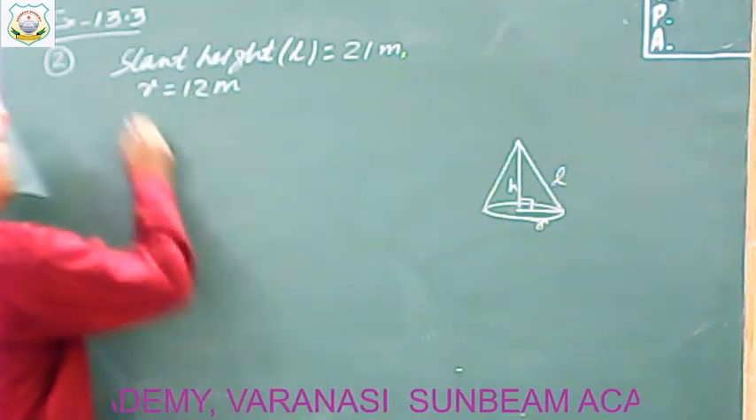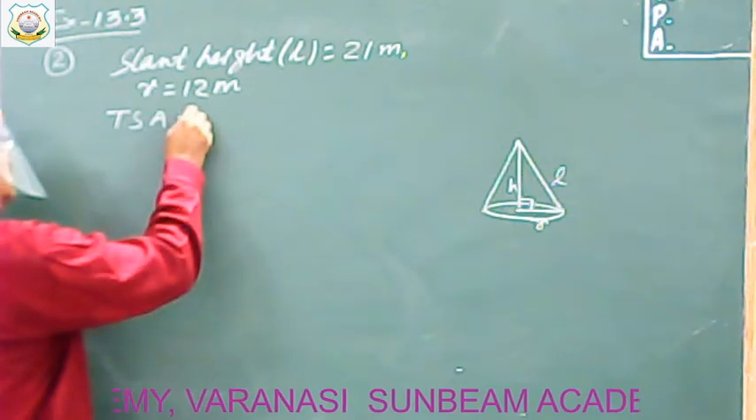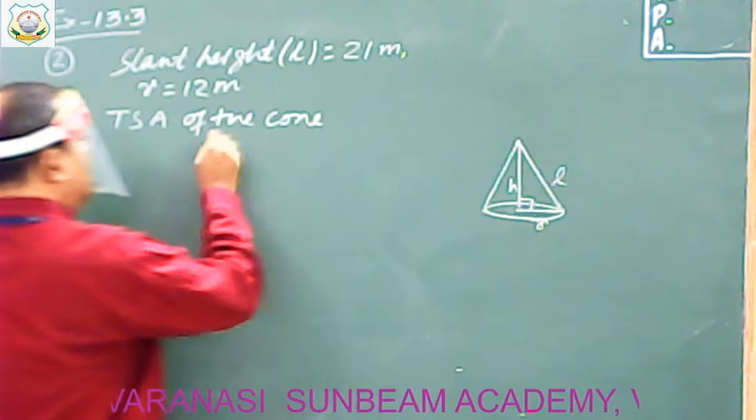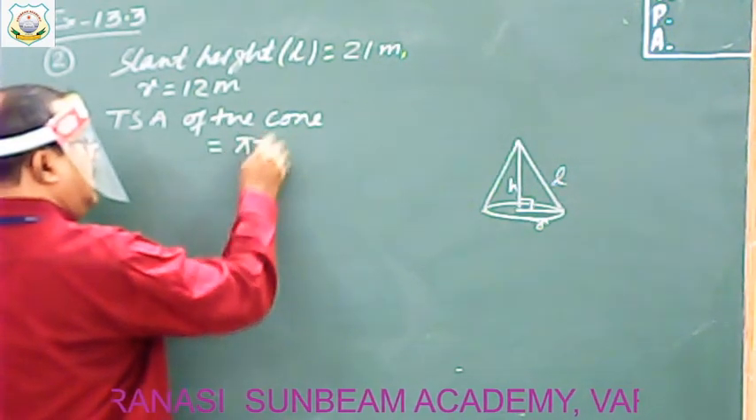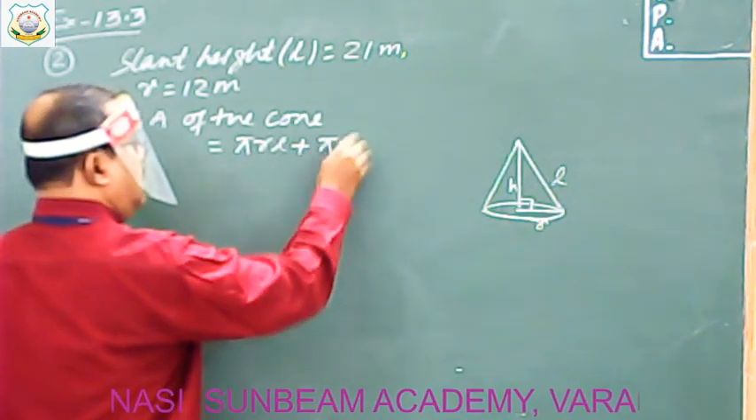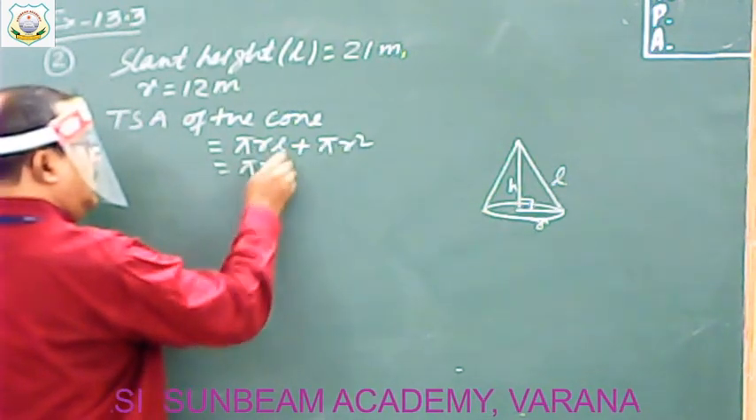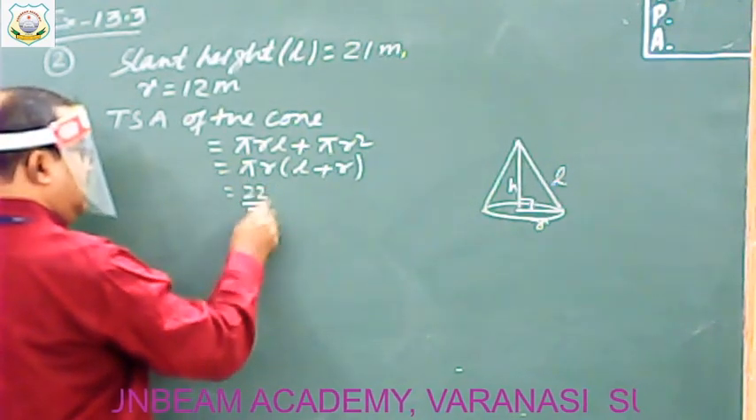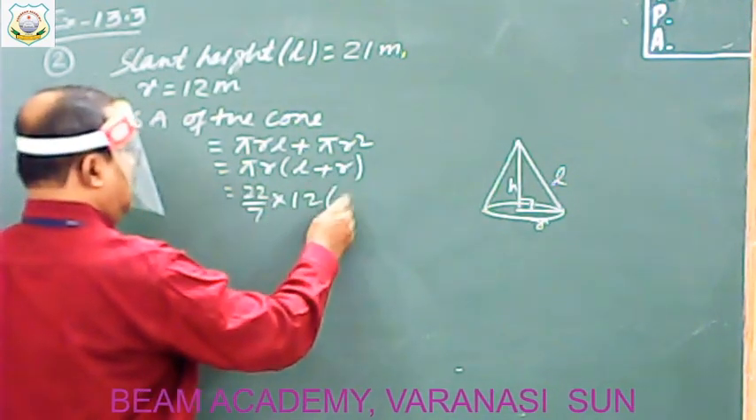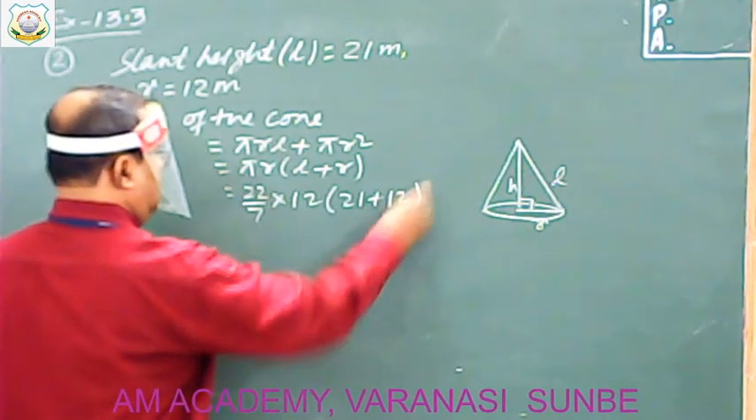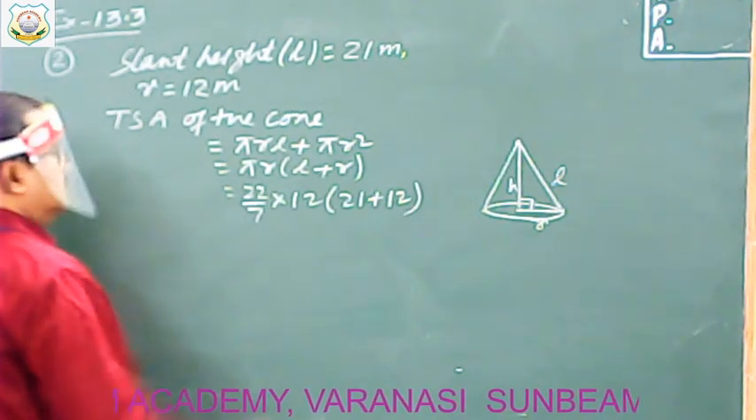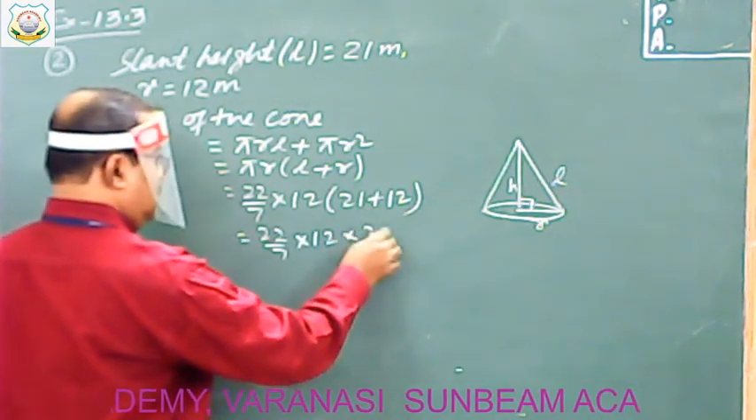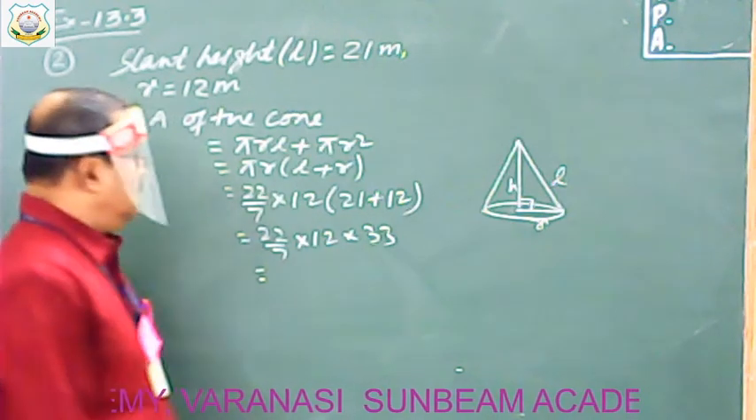The total surface area of the cone equals pi r l plus pi r square. So you know pi r is common: pi r (l plus r). So we do r as 12, l is 21 plus 12, which is 33. Calculate 22 by 7, 22 by 12, then 33. Calculate yourself.